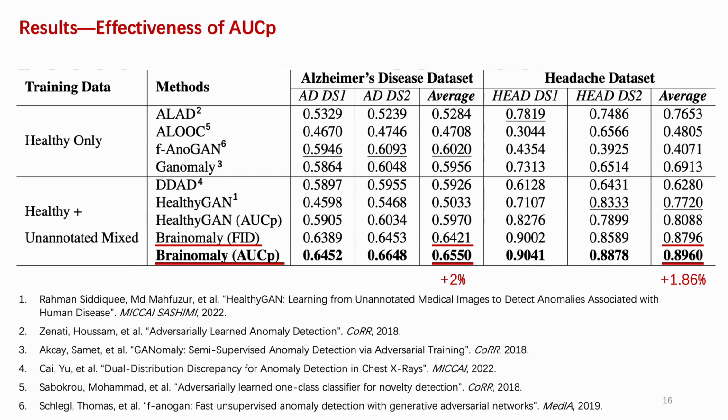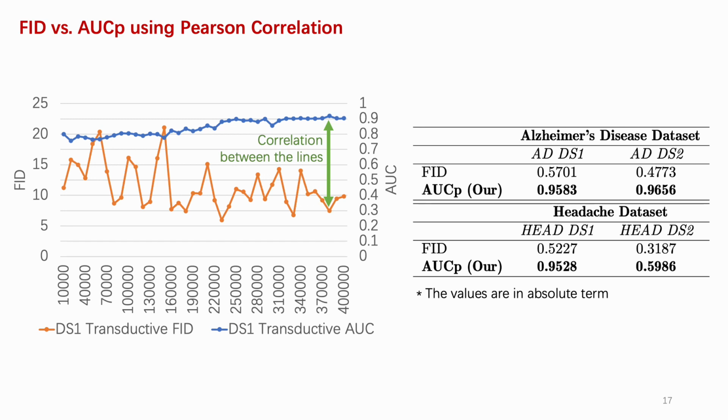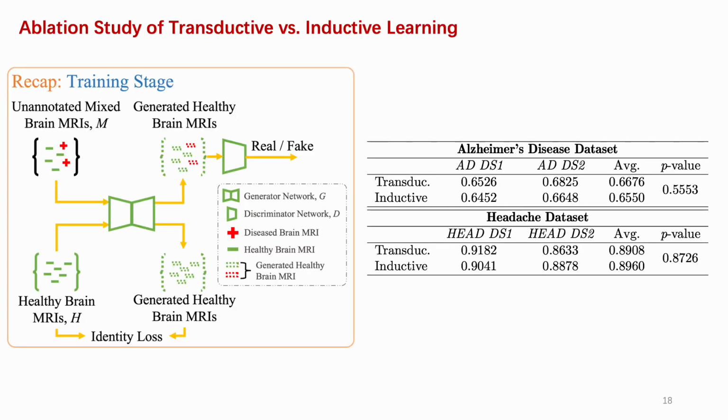Our experimental results show that the proposed pseudo-AUC metric improves the disease detection score by an additional 2%. Our proposed pseudo-AUC score also shows higher correlation with the real AUC score compared to the FID score. As our model utilizes unannotated MRIs during training, it can operate both in transductive and inductive setting. Our ablation study shows that our model provides statistically similar performance in both of the settings.